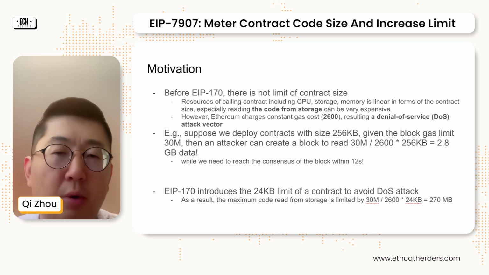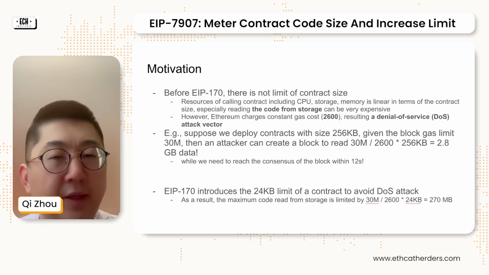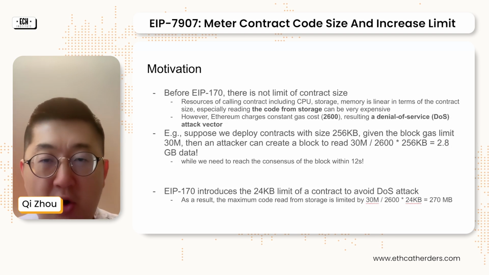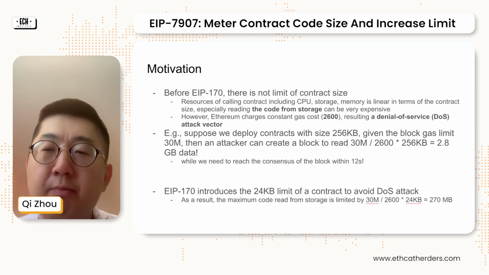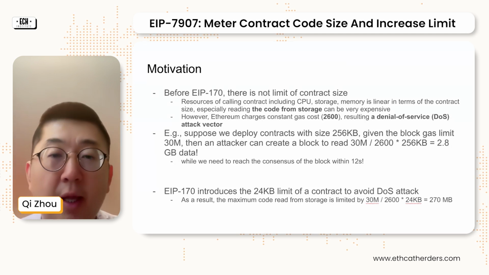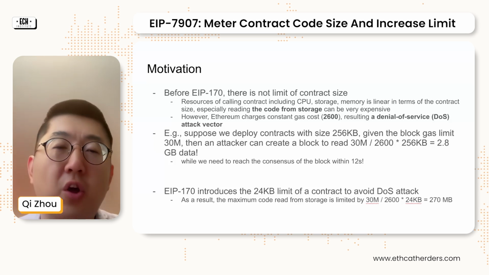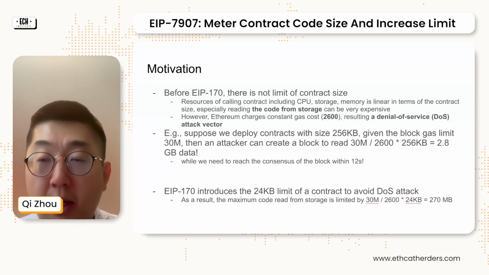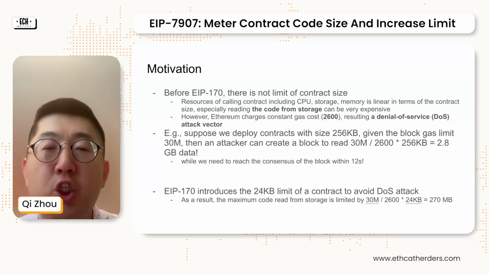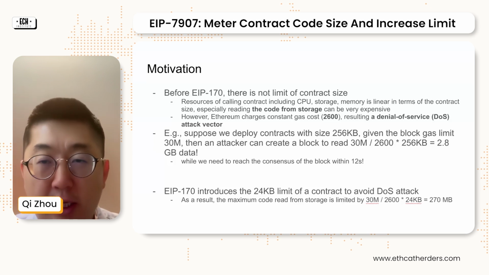It can be very small, maybe 0 for most EOAs, and it can be super large. And at that time, there's no such limits. Processing this contract, in terms of CPU, storage, and memory, is linear in the contract size. Especially one of the most expensive resources is storage, so reading the contract from storage can be super expensive. However, Ethereum right now only charges a constant gas cost, that is 2,600.